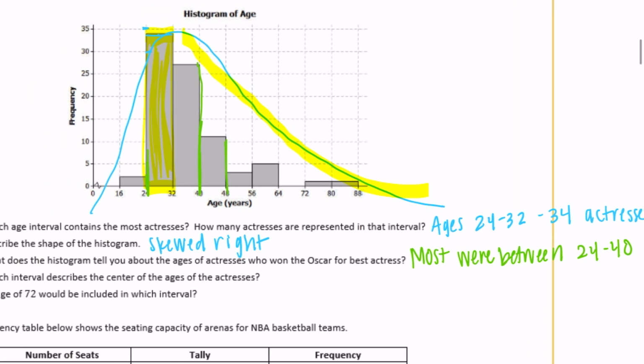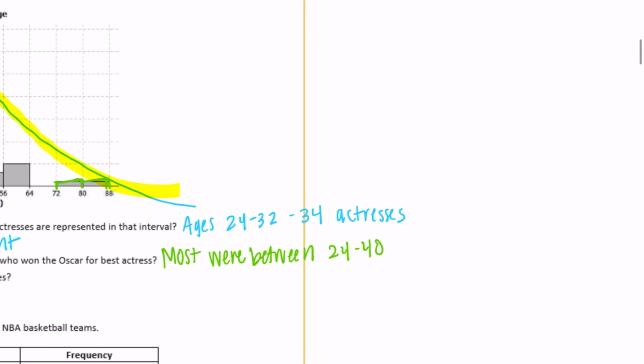with, let's see, there were two people down here. This person and then this person. It's either one or two people between 72 and 88. So there were a couple who won when they were much older. Let's see, two ages are much larger than the rest, or much older than the rest.